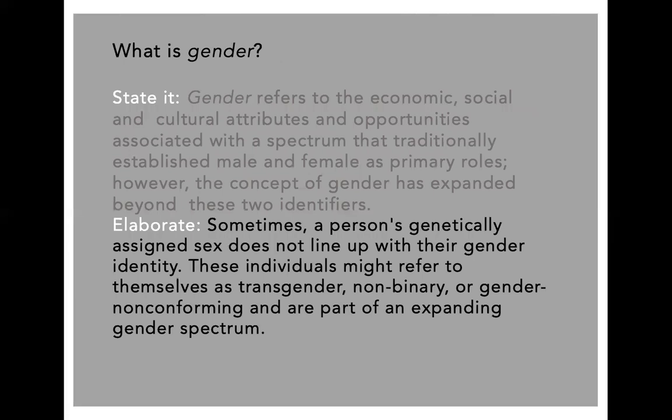Now we're going to elaborate on that statement. Sometimes a person's genetically assigned sex does not line up with their gender identity. These individuals might refer to themselves as transgender, non-binary, or gender non-conforming, and are part of an expanding gender spectrum.